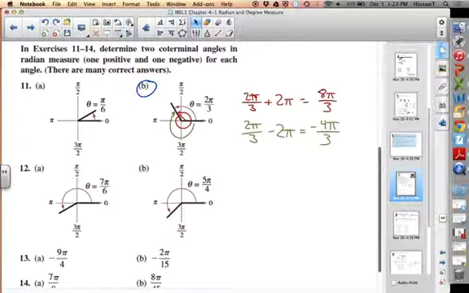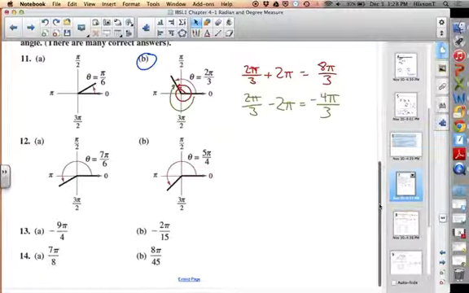So on number 14, I think it was, if you add, then you're going the other way? Or no? If you add, you're going counterclockwise. And then if you subtract, you're going clockwise.